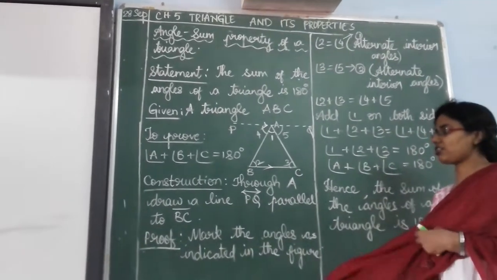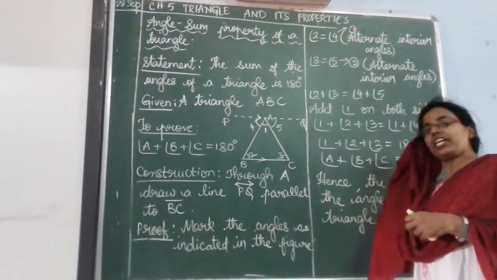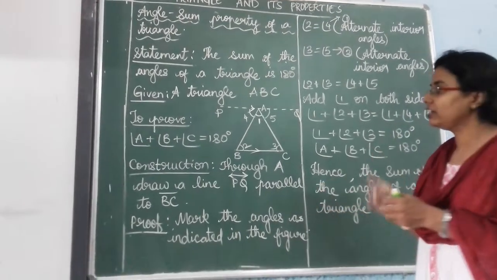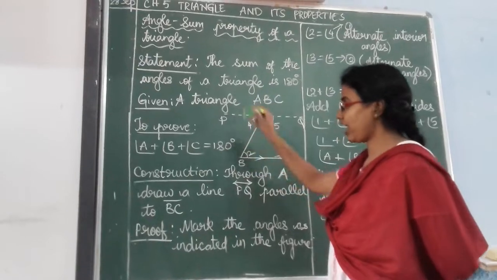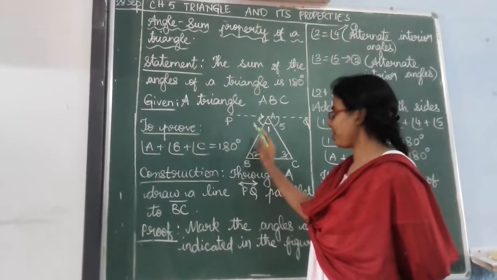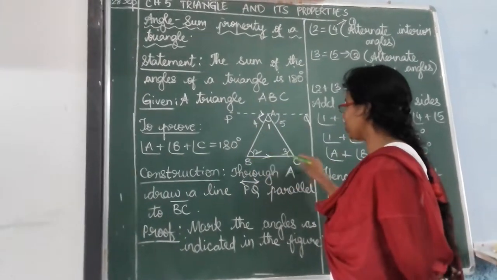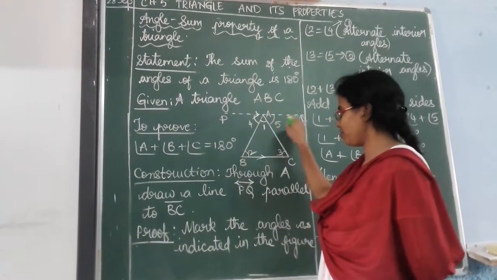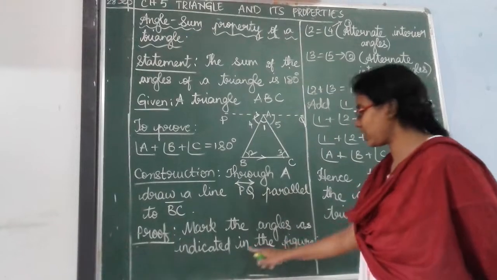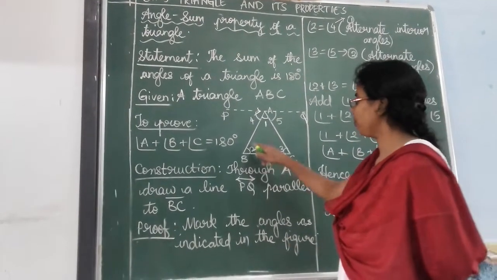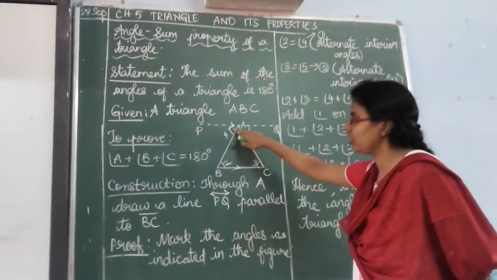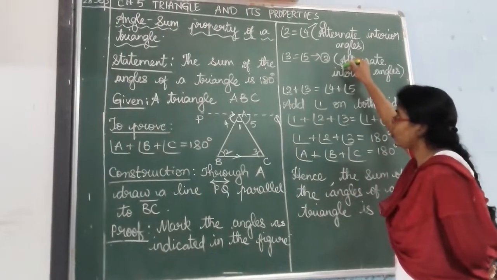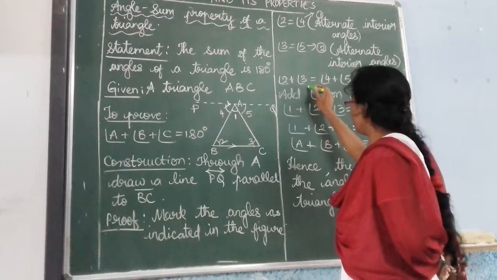Now what is the construction that we need to do? We can do some construction which is going to help us to prove that this sum of the angles is equal to 180 degrees. The construction is draw a line parallel to BC from the vertex A. This is what we did. Then we have marked the angles indicated in the figure. Then we have seen that alternate interior angles are equal. So we got two equations. We have added those two equations.